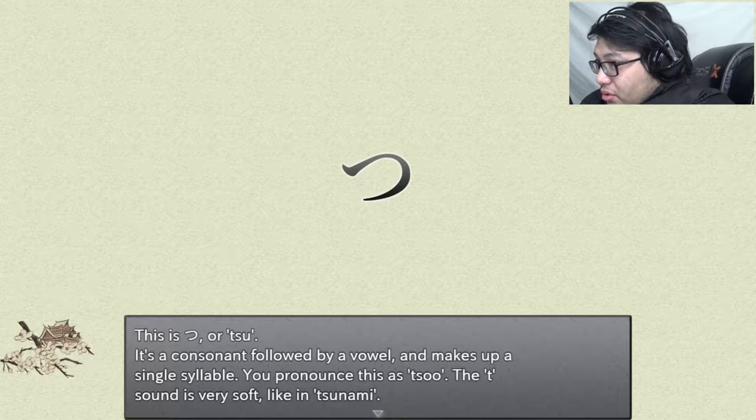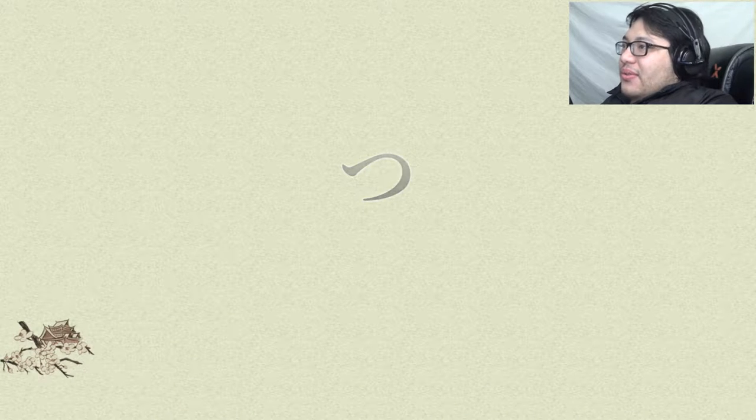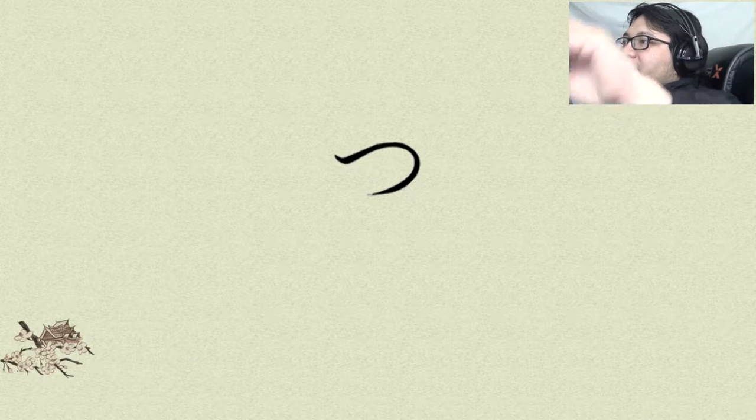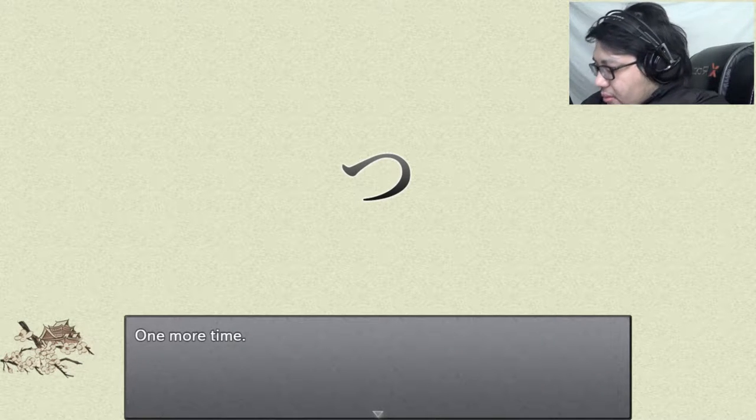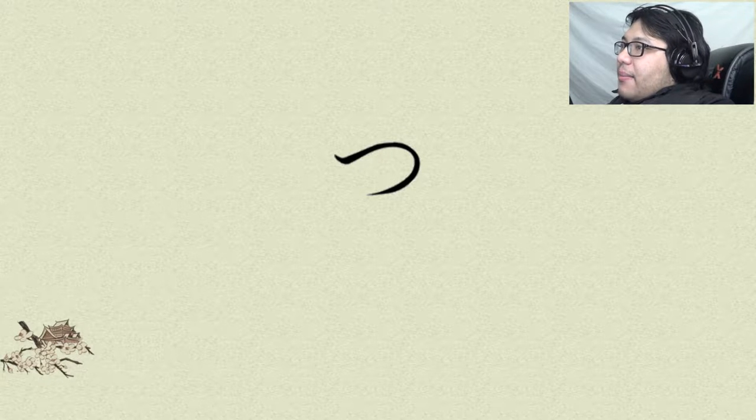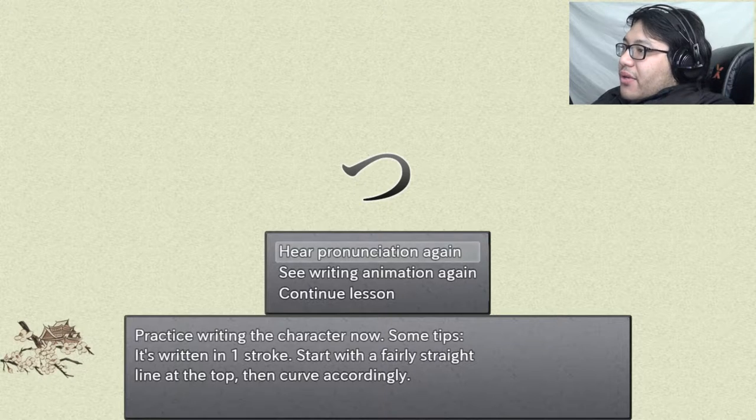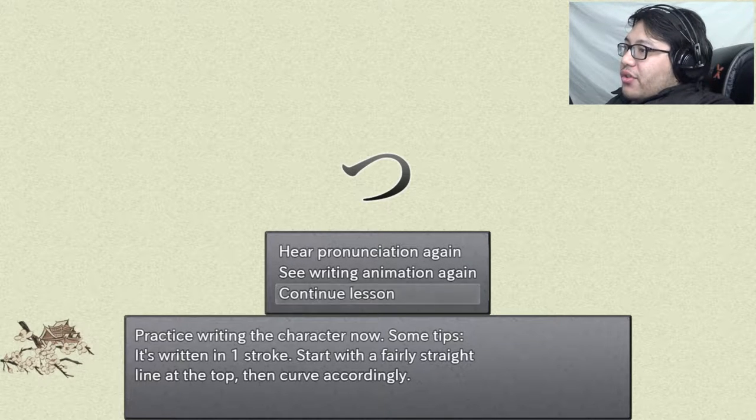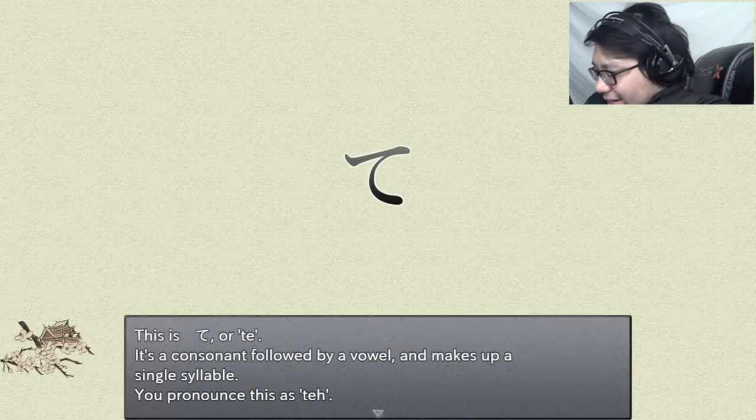Tsu. And pronounced as tsu. What the frack is this? Tsu. Oh, so there's like a slight curve. Got it. Should probably add that. There we go. One more time. It's like a backward C going upwards or something. Practice writing the curve. Written in one stroke, start a fairly straight line at the top. Oh, good God, no. Curve accordingly. Next character. What the frack?